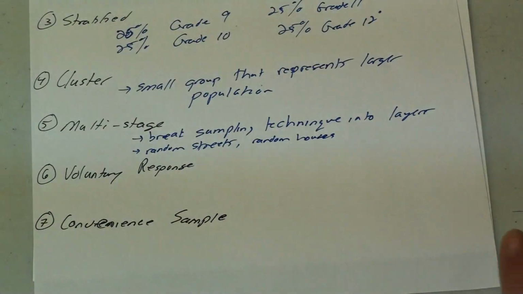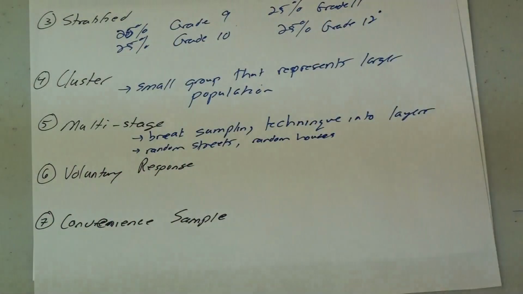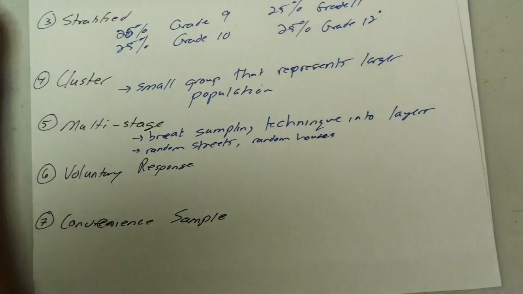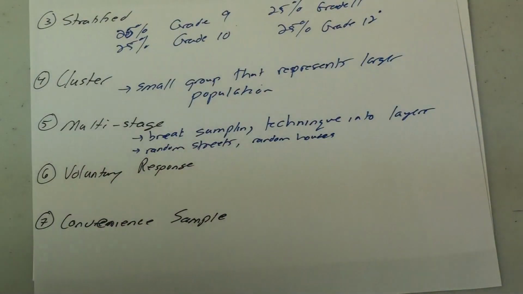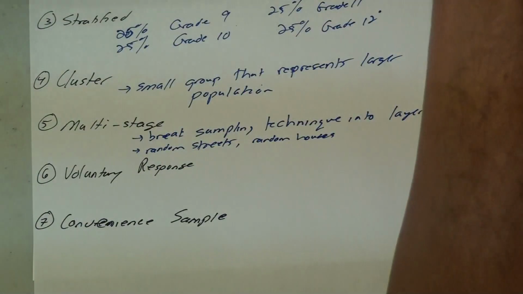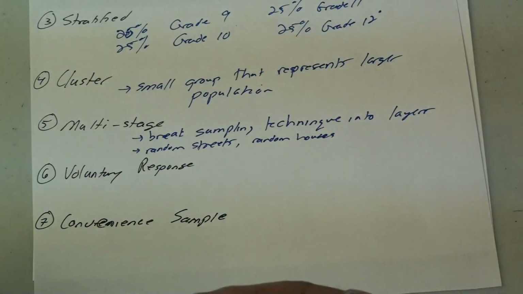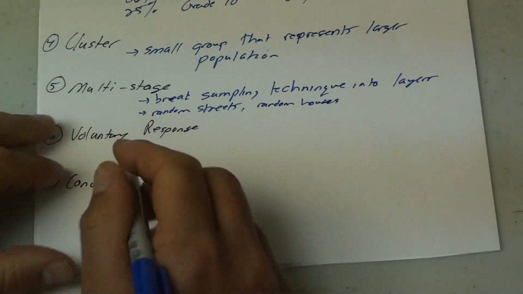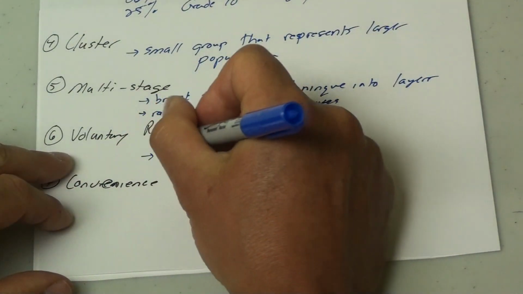Or maybe you want to start even larger. Maybe you want to start in your whole country. You're going to choose a random province, and you're going to choose random cities within the province. And then you're going to choose random subdivisions within the cities. Then you're going to choose random streets within, but you're going to break it down one level at a time. That's considered multi-stage.